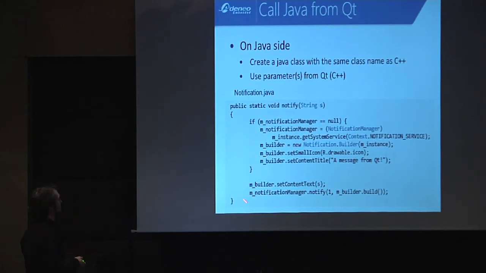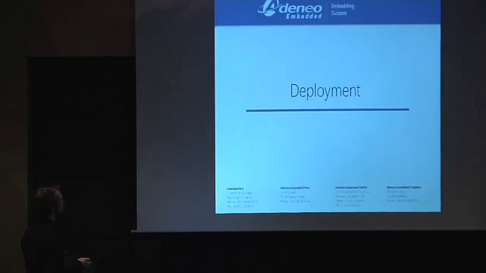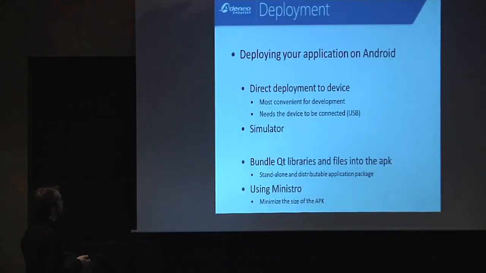Okay, but definitely you can find this sample in the examples of the Qt project, and you can test that. That will display a notification on your phone directly by calling a function which is specific to Android and not yet implemented in Qt, but probably soon. And finally, the deployment that we'll see quickly.